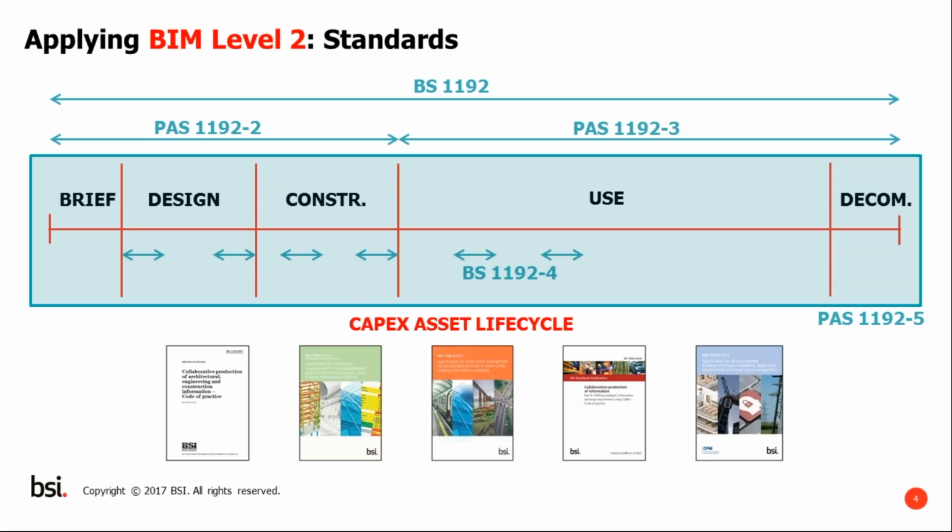We can see from this diagram that we've already launched two schemes against PAS 1192 Part 2, and the relevant standards for this scheme are Part 2, BS 1192, and BS 1192 Part 4. Now, for the asset management phase, or the in-use phase in this diagram, the principal standard is PAS 1192 Part 3, but again, BS 1192 and BS 1192 Part 4 are both applicable. So these are the three standards that we look at when assessing against the PAS 1192 Part 3 Kitemark.